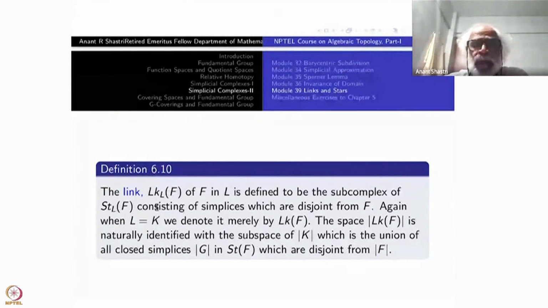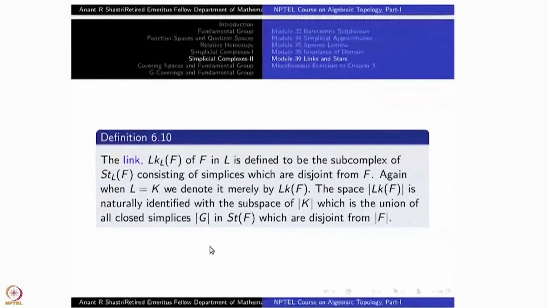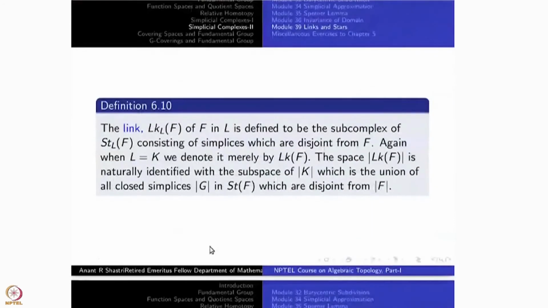The collection of all such things will be called link of F inside L. Once again, if L is the whole of K, we just drop this suffix and call it the link of F. The underlying topological space is naturally a subspace of mod the closed star of F, and of course a subspace of mod K also. And what is this one? Union of all closed simplexes mod G inside this one, which are disjoint from mod F. So I will give you examples of links also.